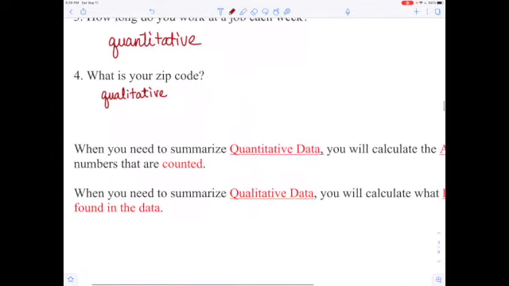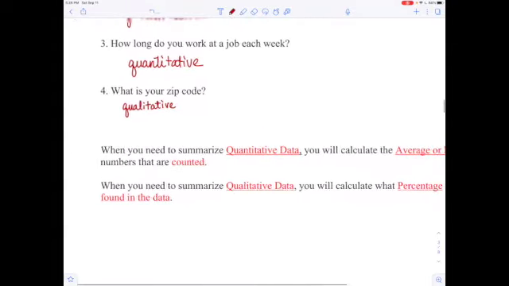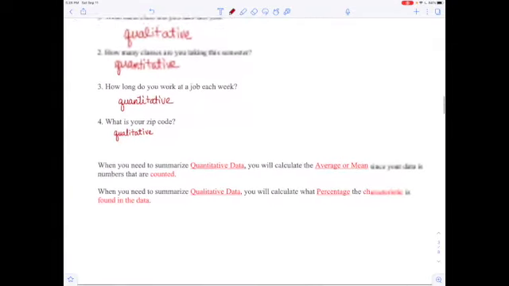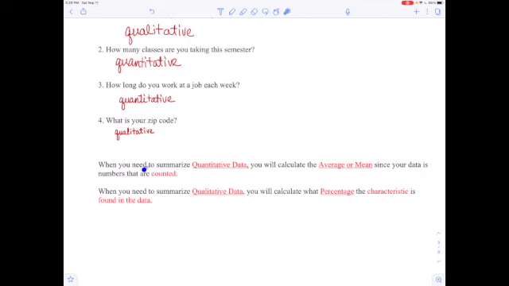When you need to summarize quantitative data, you calculate the average, the mean. But when you are summarizing qualitative data, you calculate the percentage of the characteristics found in the data. So in this case, for qualitative, you will say 30% of the population has eaten an apple. And right here, you will say the average number of hours people sleep at night is 8. That's how you decide on those things.